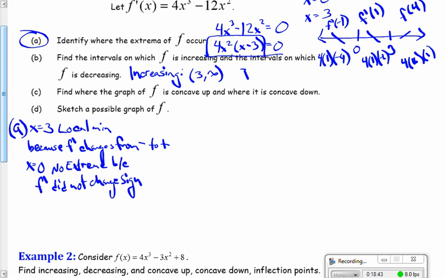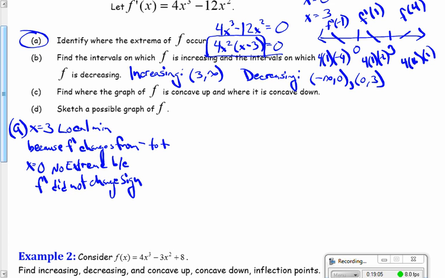On what intervals is it decreasing? Be careful on this one. Negative infinity to 0 and 0 to 3. Is it increasing or decreasing at 0? Neither. It's neither increasing nor decreasing. Good there?